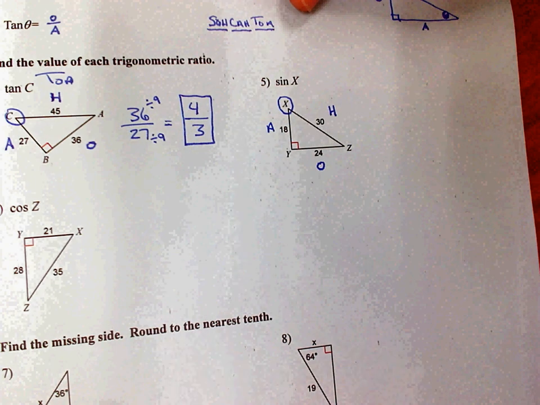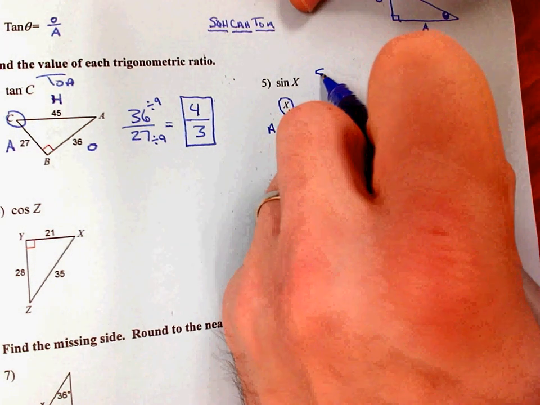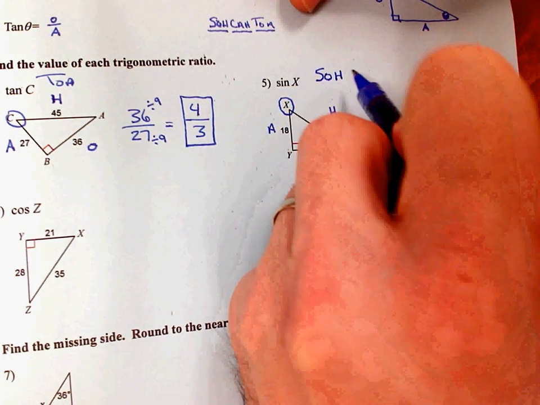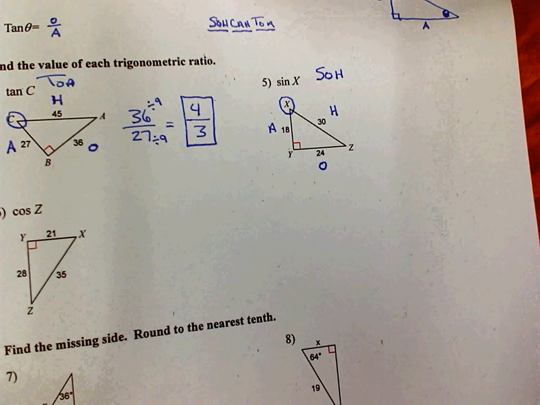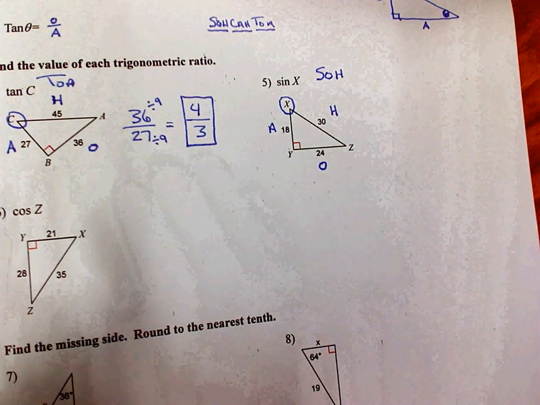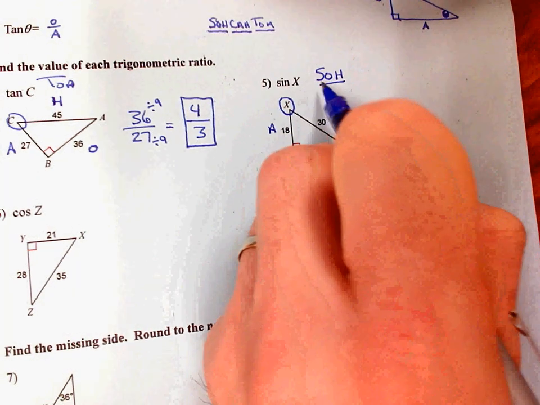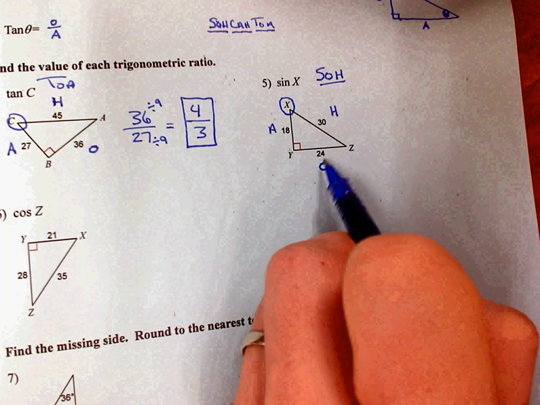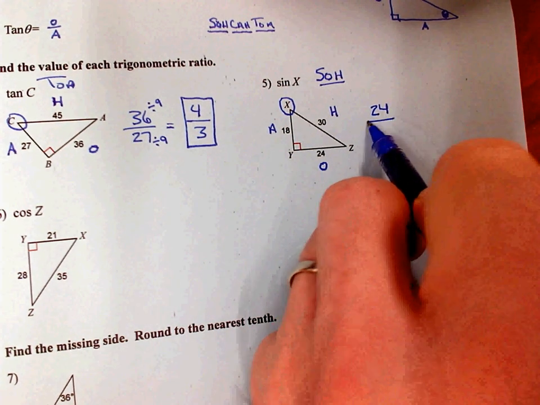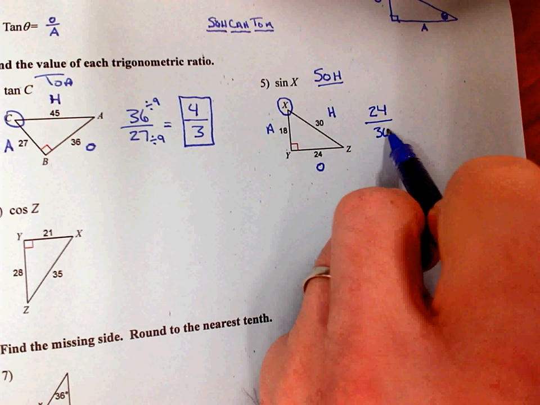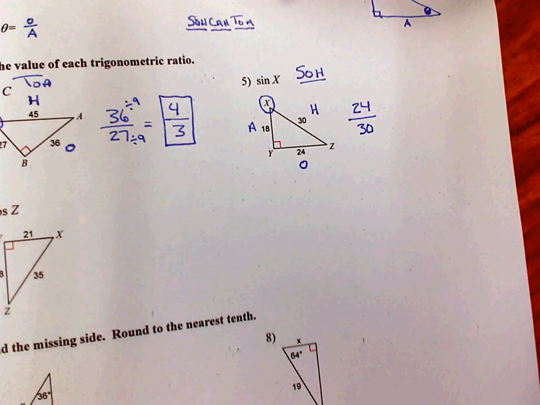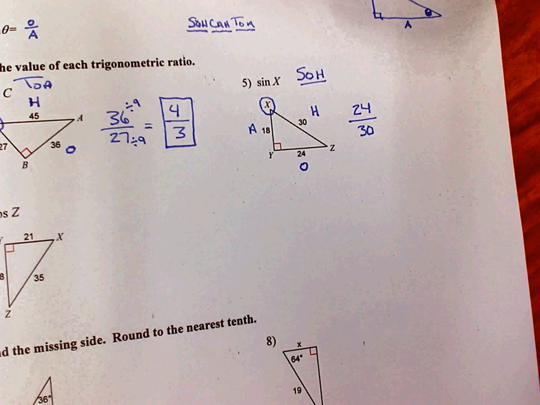Now sine, that would be SOHCAHTOA. And again, you can't spell it, it's really worthless, so make sure you can spell SOHCAHTOA. S-O-H, so sine is opposite over hypotenuse. So the opposite is 24. The hypotenuse is 30. Again, 24/30ths, kind of a large fraction there.